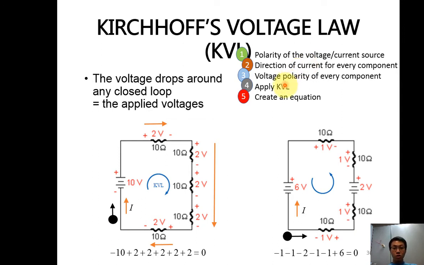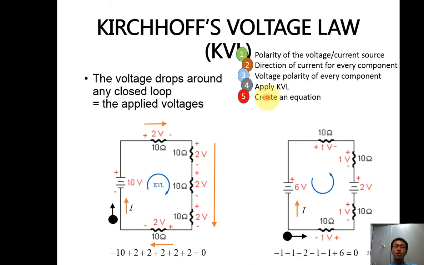Third, I need to know the voltage polarity of every component. So I have these few types of resistor. The current is flowing through in first, so plus here, then in plus, plus, plus, then plus.